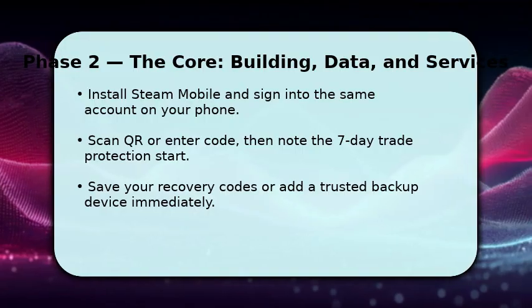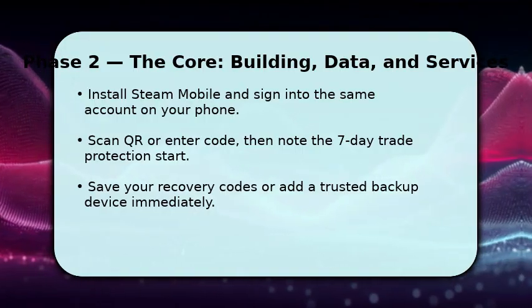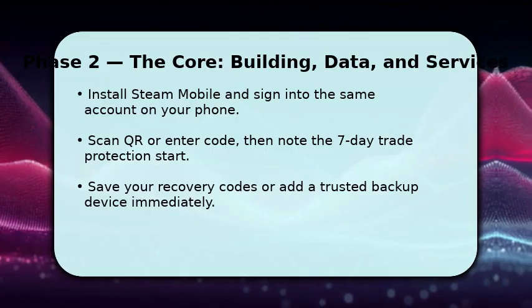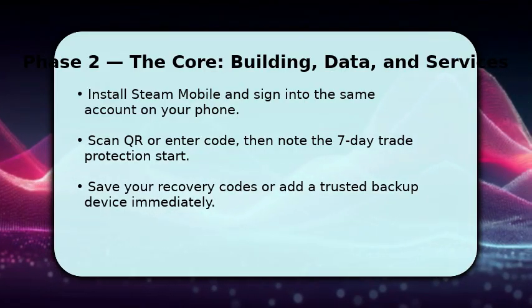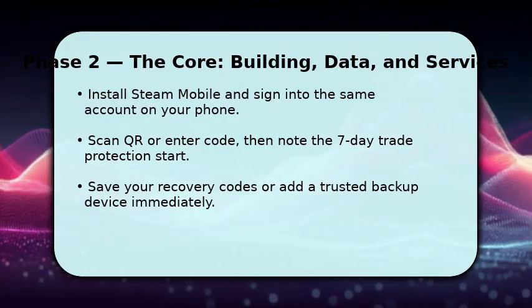Once in the app, follow the prompts to add the authenticator. Scan the QR code or type the setup key manually. After activation, Steam starts a 7-day trade and market cooldown. That's a security delay to protect you.